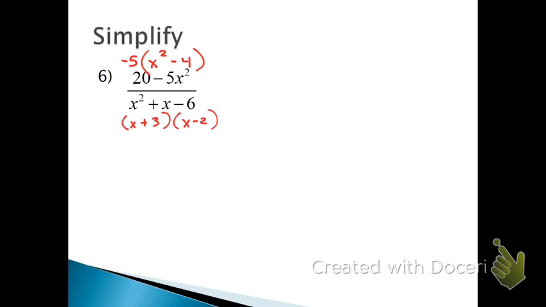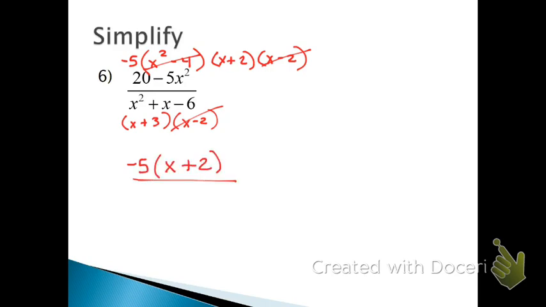We can continue factoring, can't we? That becomes what? X plus 2, x minus 2. So what can I factor out? What terms can I factor out of both the numerator and denominator? Just an x minus 2? So then we're left with in our numerator negative 5 times x plus 2, and in our denominator, x plus 3.